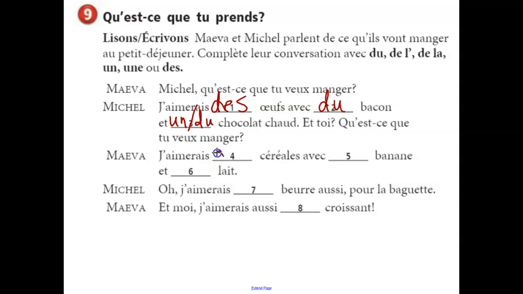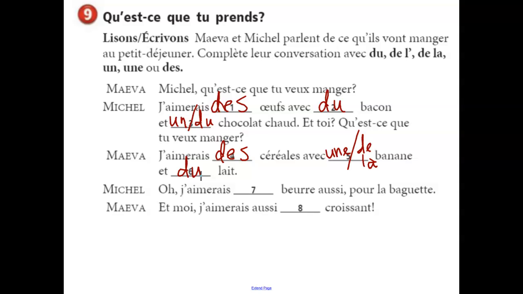Maïva says, j'aimerais des céréales avec, now in theory, we could have two possible answers here. I'll talk about those in a second. No, it doesn't want me to write an A. That's an A, there we go. Et du lait. Okay, so Maïva says j'aimerais. Once again, that means I would like. I would like some cereal. Céréales is plural, so we need des in front of it.